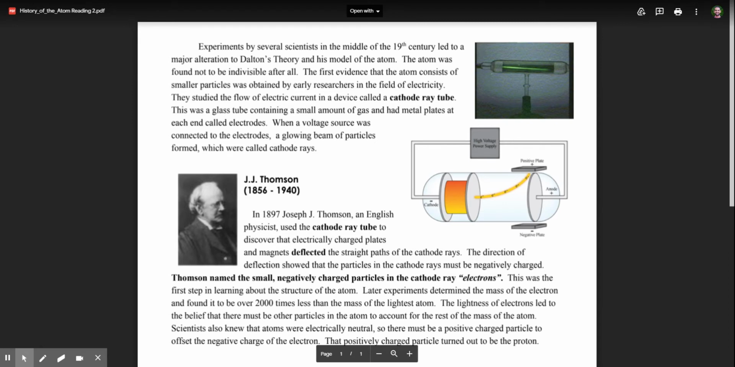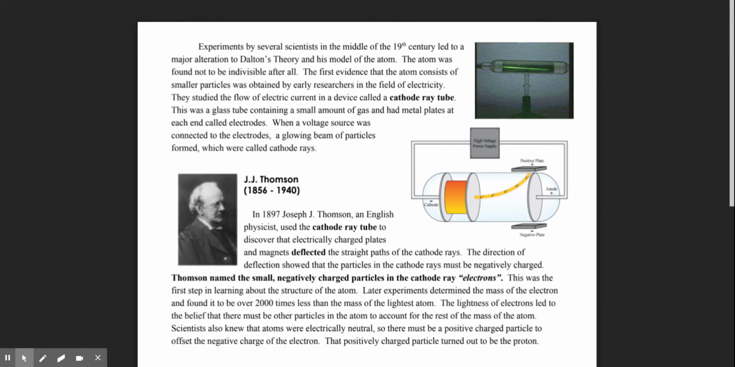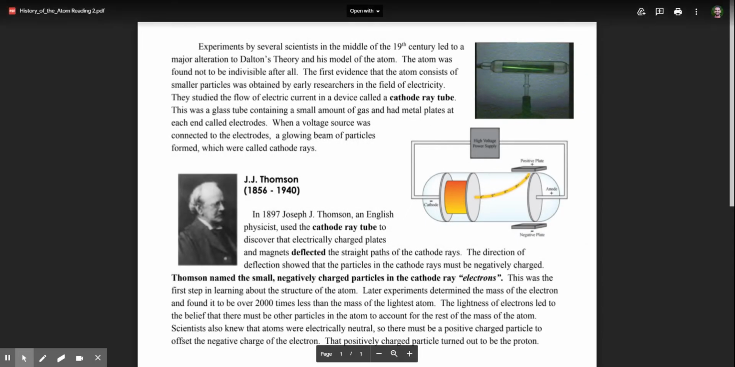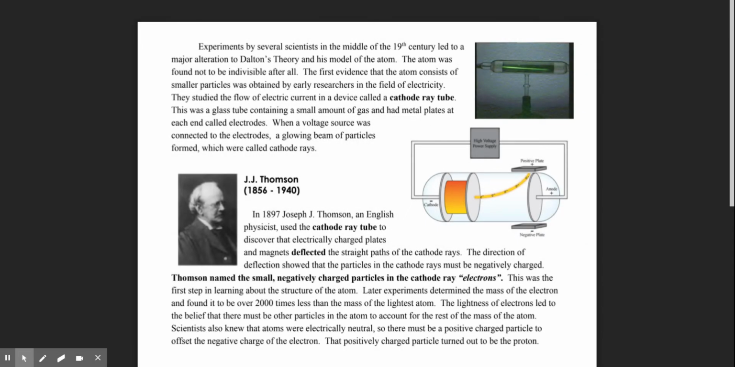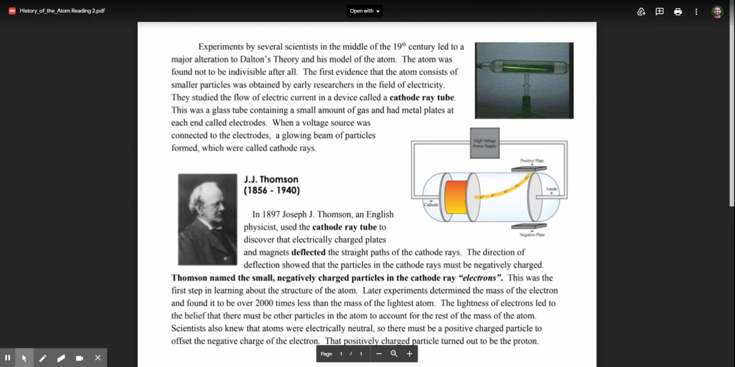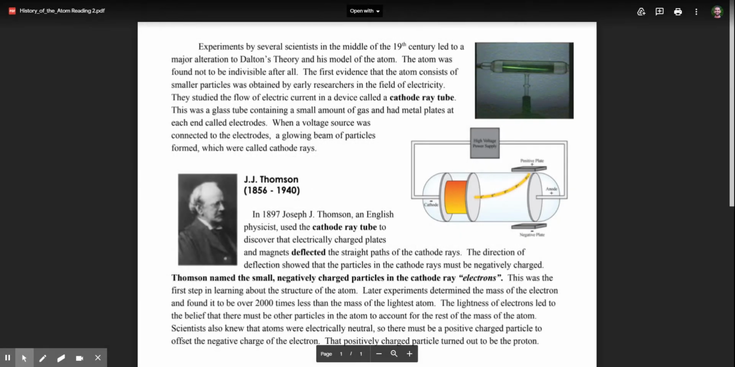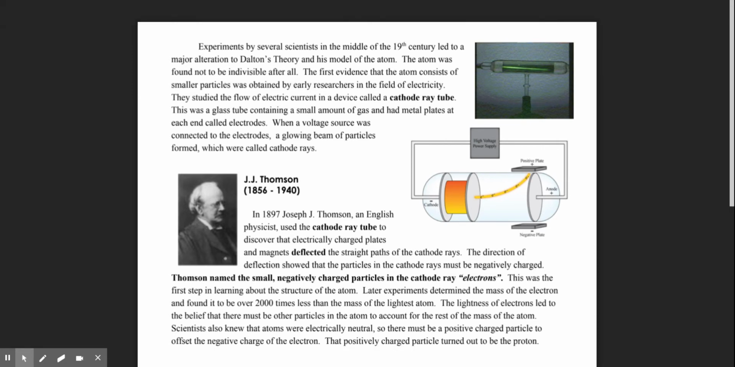They studied the flow of electric current in a device called a cathode ray tube. This was a glass tube containing a small amount of gas and had metal plates at each end called electrodes. When a voltage source was connected to the electrodes, a glowing beam of particles formed, which are called cathode rays.